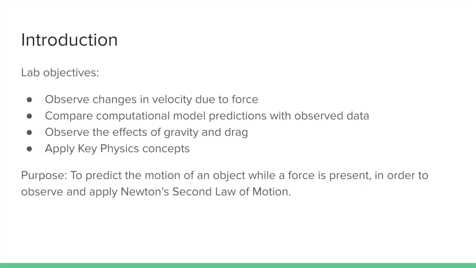Some of the objectives of this lab include observing changes in velocity due to force, comparing computational model predictions with observed data, observing the effects of gravity and drag, and applying key physics concepts. The objective of this lab is to predict the motion of an object while a force is present in order to observe and apply Newton's second law of motion.